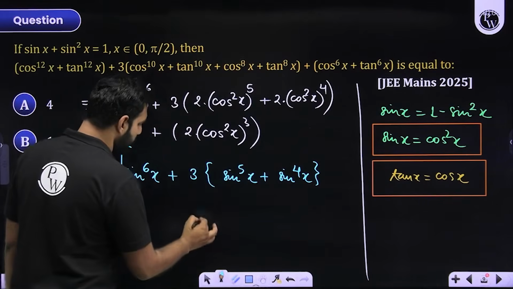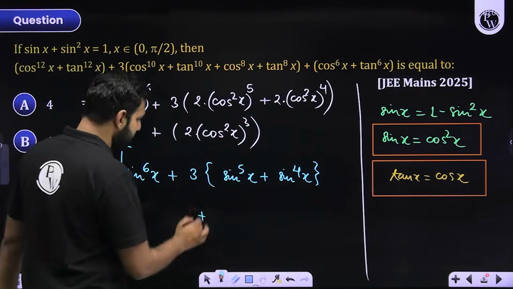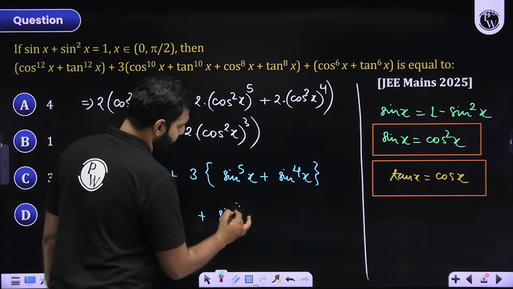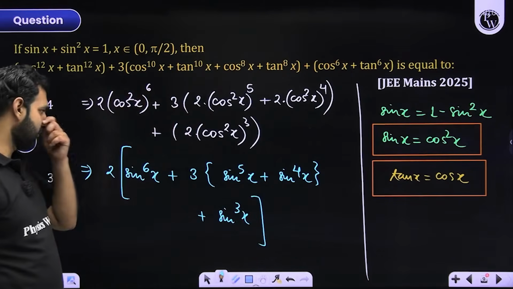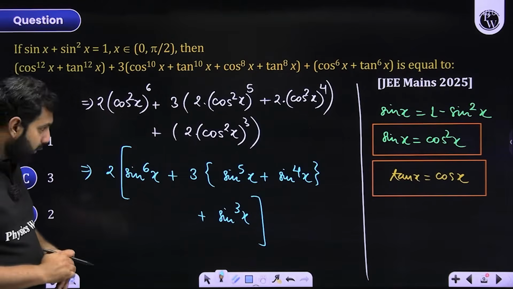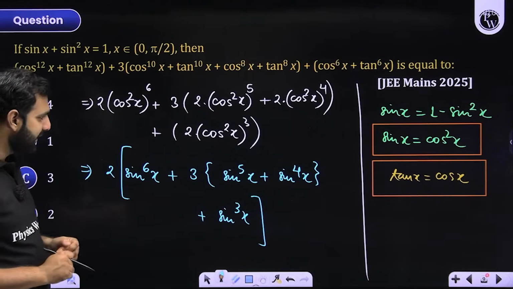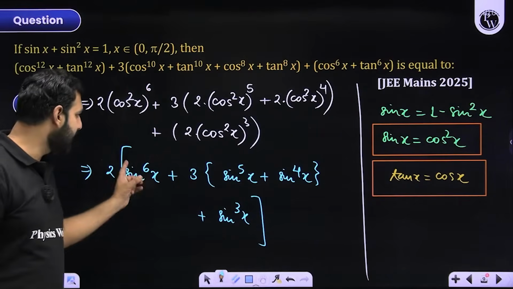Plus, of course, what do I have next? I am having cos square x is sin x. So this is sin x cube. I hope there is no doubt, confusion or hesitation on that front. You're able to understand all of this completely and clearly. What I'm doing next is, can I say that let's take something common from here? Why? Because I am seeing an identity getting created.